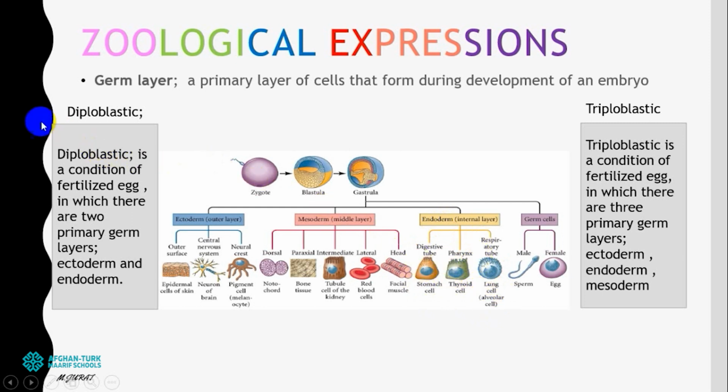So if one organism is diploblastic, it means its fertilized egg contains only two layers, ectoderm and endoderm. They can develop these structures, but they cannot develop structures like blood, notochord, bones, and other kinds of tissues. But if they are triploblastic, they can develop all of these things. So diploblastics are a bit primitive animals, and triploblastics are advanced animals.